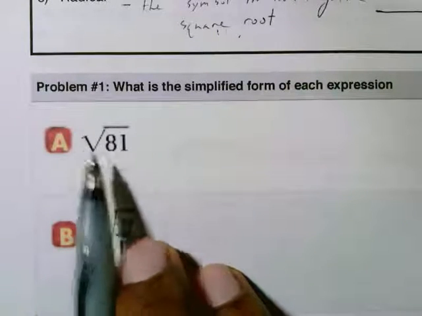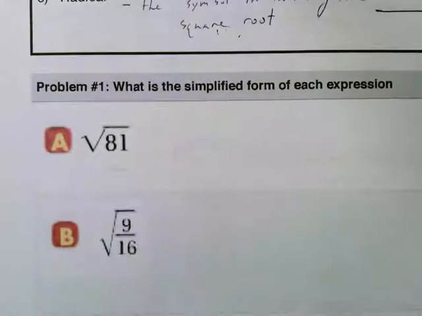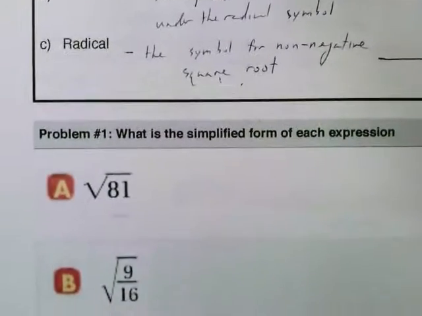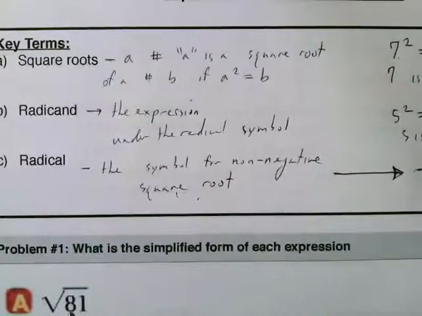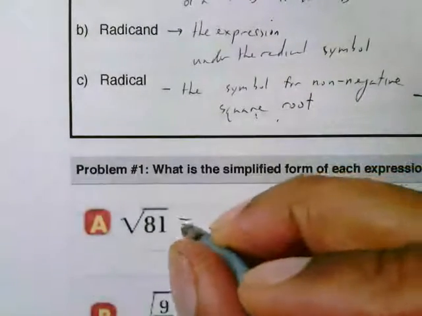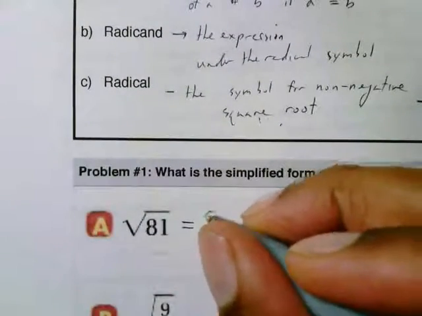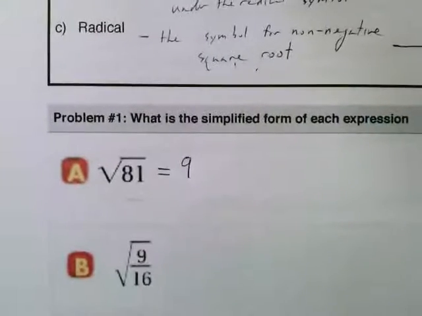For the first one, it's asking for the square root of 81. So I'm looking for what number times itself gives 81. Look at the definition. What number squared gives me 81? And it has to be a positive number. So in that case, the answer is going to be 9, because 9 times 9 is 81.